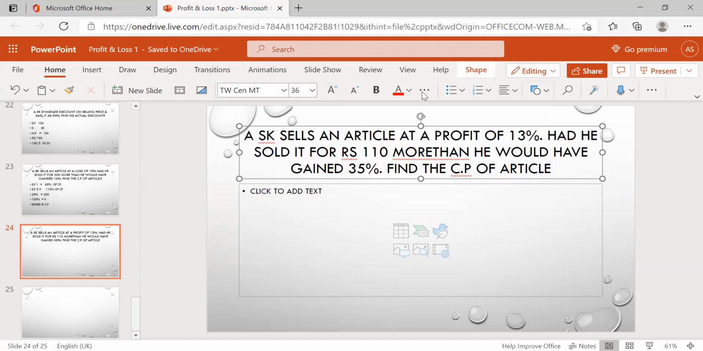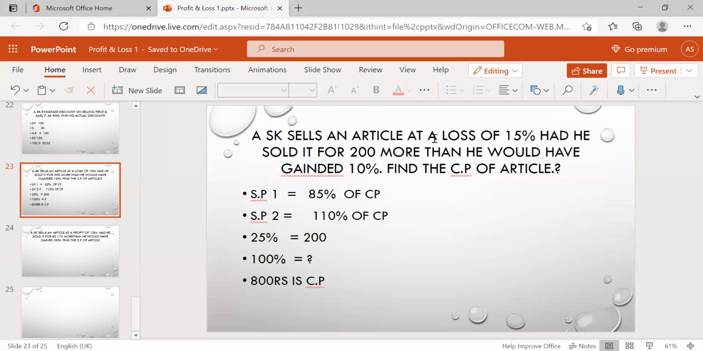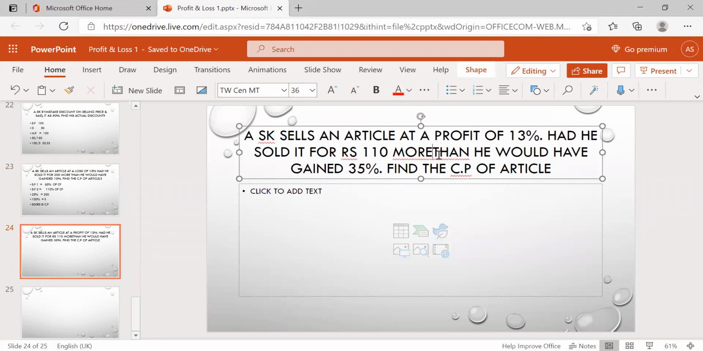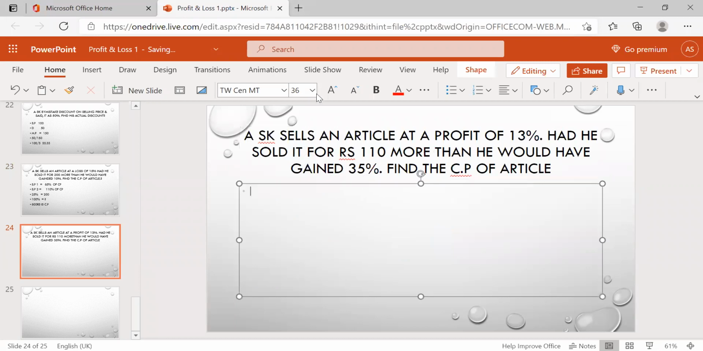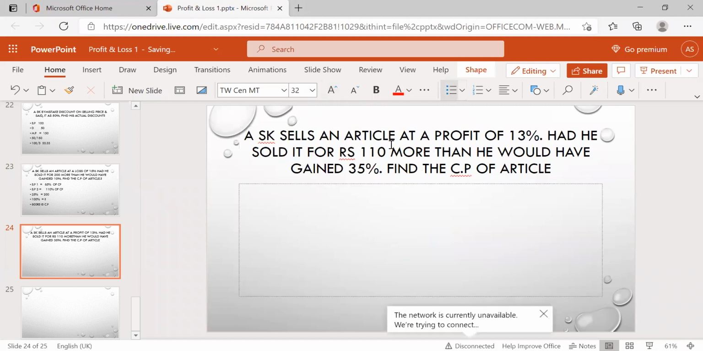Guys, we discussed the same type of problem yesterday. That was the last problem, yesterday's last problem, the same type. So I'm just giving the same type of problem. See here, this is the last class problem: a shopkeeper sells an article at a loss of 15%. Had he sold it for 200 rupees more, he would have gained 10%. Then find the cost price. In the same manner, I'm giving one more problem. Just try to solve this and give me the answer. I'll give you 1 minute. Okay, just try to solve this one. Same type of problem.